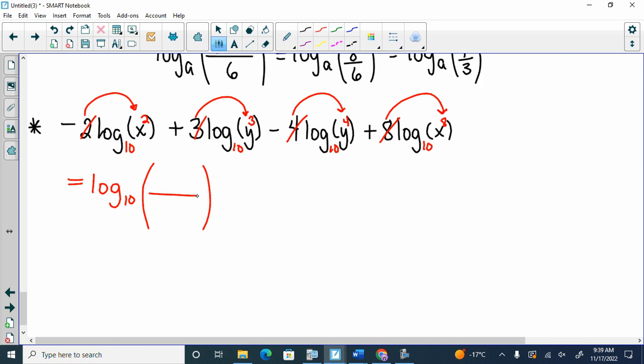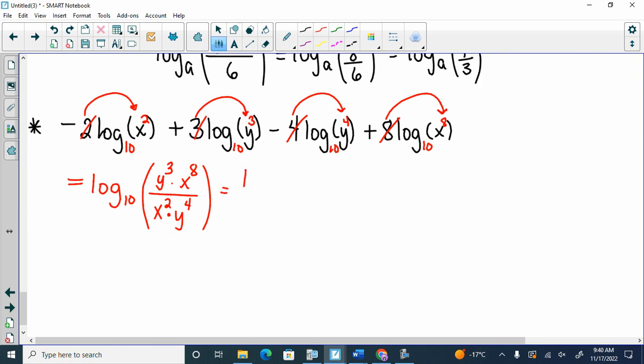Okay, so I have a negative in front of the x squared, so the x squared goes in the denominator. I have a positive in front, so the y cubed goes to the top. I have a negative in front, so the y to the 4 goes to the bottom, and then these two are just multiplied. And then a plus 1 in front, so x to the 8 goes in the top.